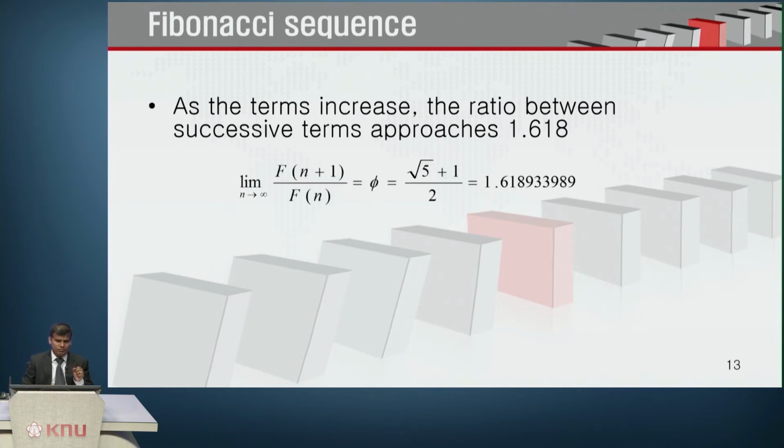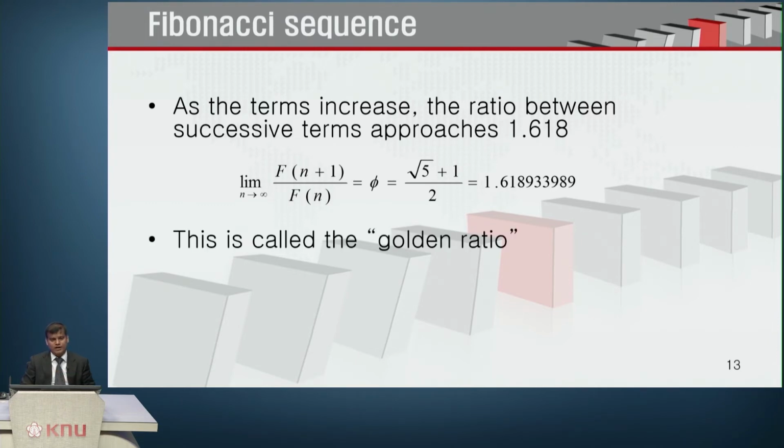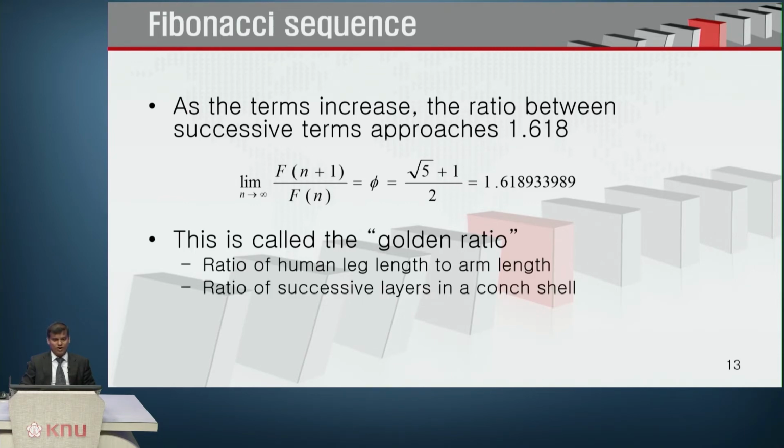Initially the ratio was not that, but as you increase the term, it reaches 1.618, and this ratio is quite unique. It's kind of a perfect ratio, and this formula can also give us the ratio that has been approached, that is 1.618033989 and so on. So we call this ratio the golden ratio, and again this ratio can be found in nature. For example, the ratio of human leg length to arm length, the ratio of successive layers in a conch shell. Yes, that's something you find in nature.